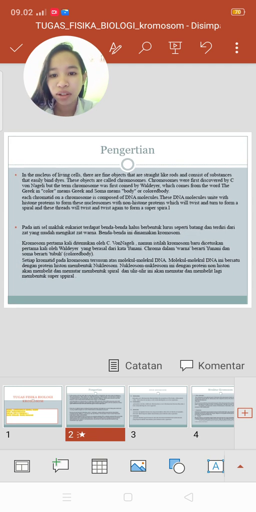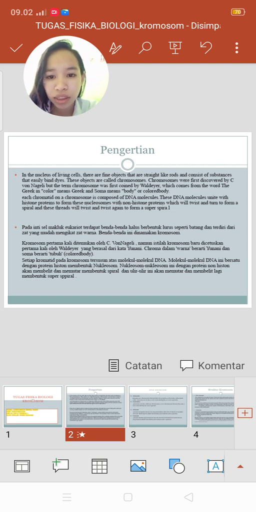In the nucleus of living cells, there are defined objects shaped like rods, and they consist of substances that bind dye. These objects are called chromosomes. Chromosomes were first described by C. von Nageli, but the term chromosome was first coined by Waldeyer, which comes from the Greek: chroma means color and soma means body, or color body.